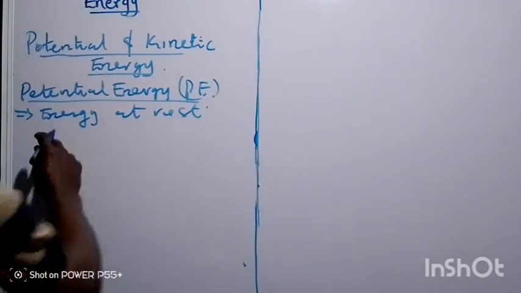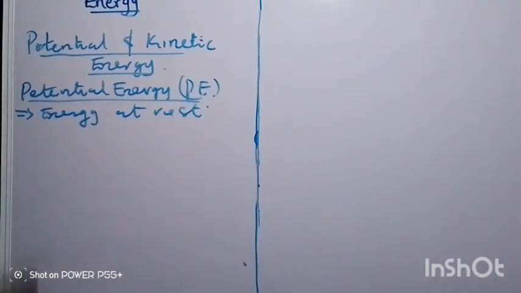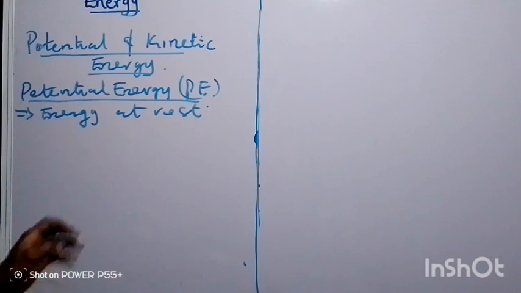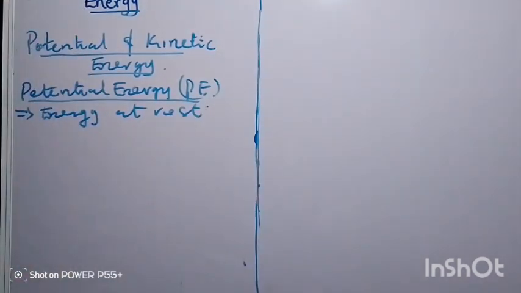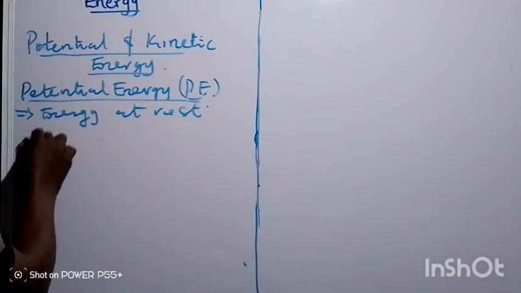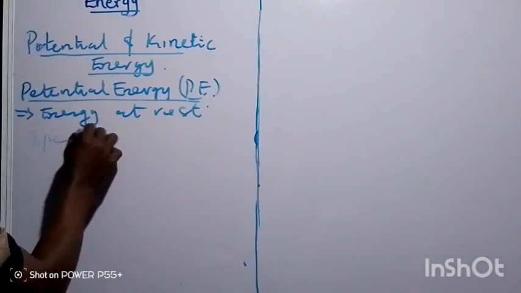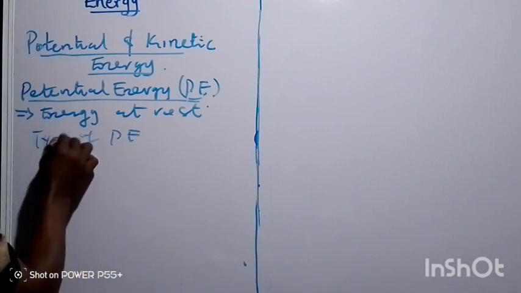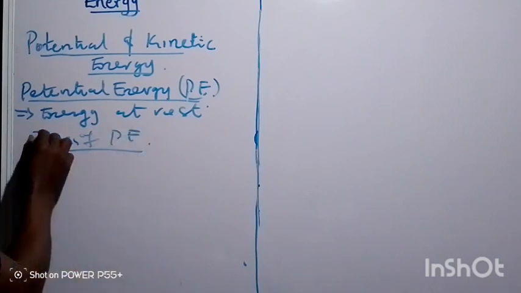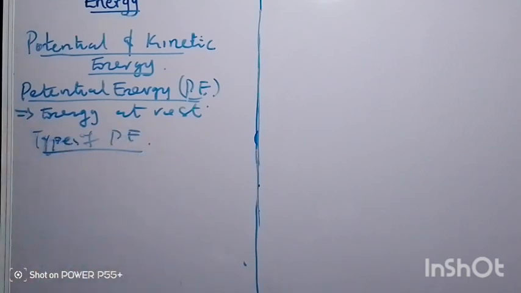That is the simple definition of potential energy, that is, energy at rest or energy possessed by a body due to its position. Then, now let's talk about types of potential energy. As I said the other time, all forms of energy are potential and kinetic in nature. Let's mention but a few now.